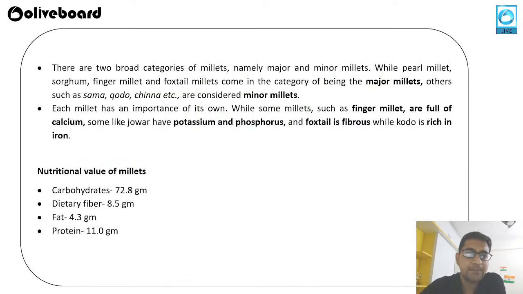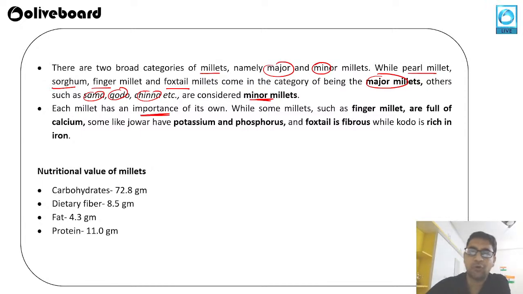Okay, so there are two broad categories of millets: the major millets and the minor millets. Pearl millet, sorghum, finger millet, and foxtail millet come in the category of major millets, while sama, kodo, and chinna come under the minor millets. Each millet has its own importance. It is not that all millets have the same quality, but each has its own different qualities. Some millets, such as finger millet, are full of calcium. Some, like jowar, have a huge amount of potassium and phosphorus. Foxtail is fibrous, which is very good for the stomach, and kodo is rich in iron.